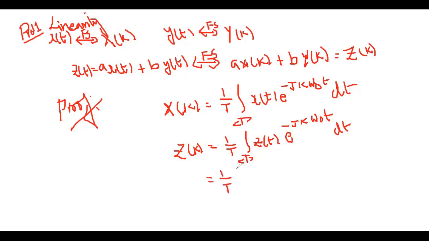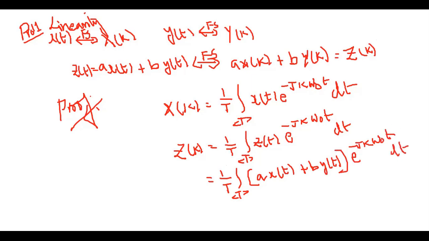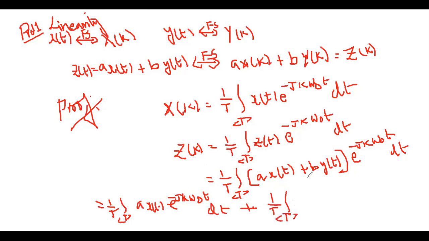First of all, substitute into the equation: the integral over T of z of t, which is a times x of t plus b times y of t, into e power minus jk omega naught t dt. I split this integral into two parts. The first part is 1 by T, the integral over T, of a times x of t e power minus jk omega naught t dt. Plus the second integral, 1 by T, the integral over T, of b times y of t e power minus jk omega naught t dt.